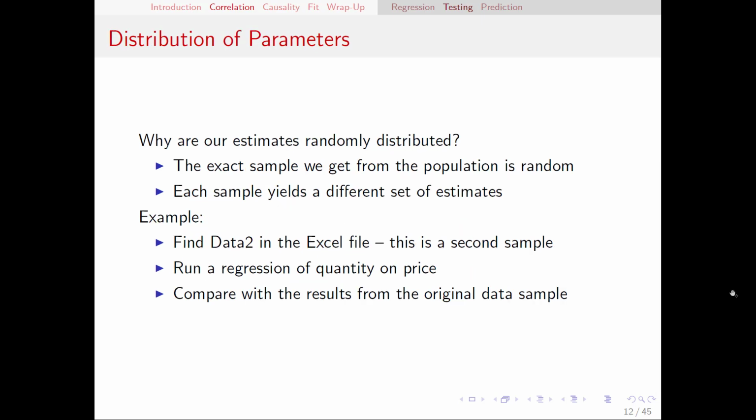Let's briefly come back to this concept of why are the estimates randomly distributed? Intuitively, it's because the samples are random. So every time you pull a new sample with different members of the population coming in, we're going to get slightly different estimates.